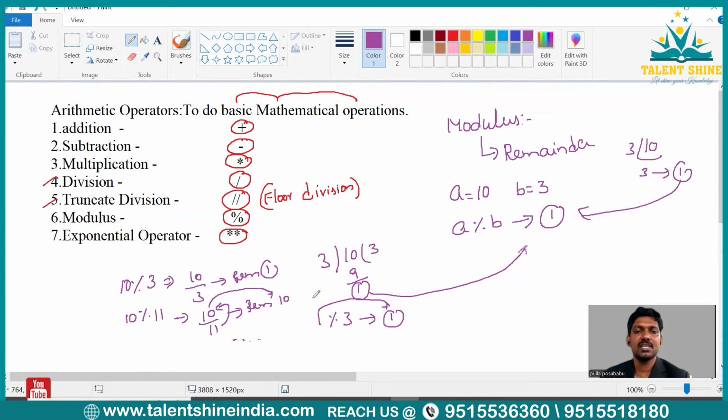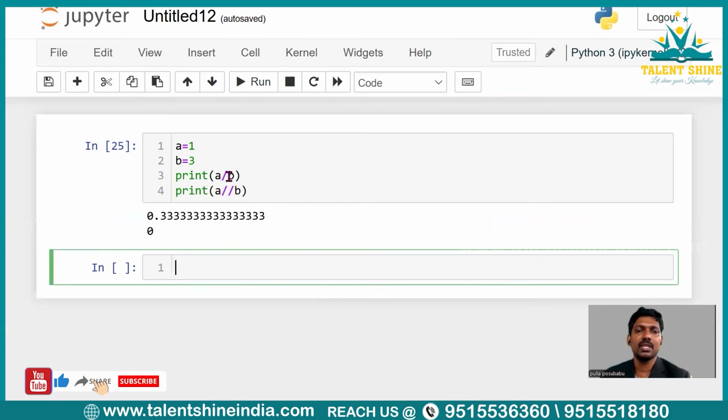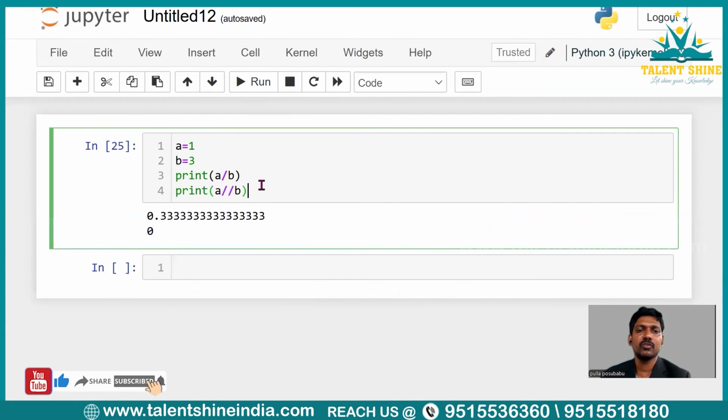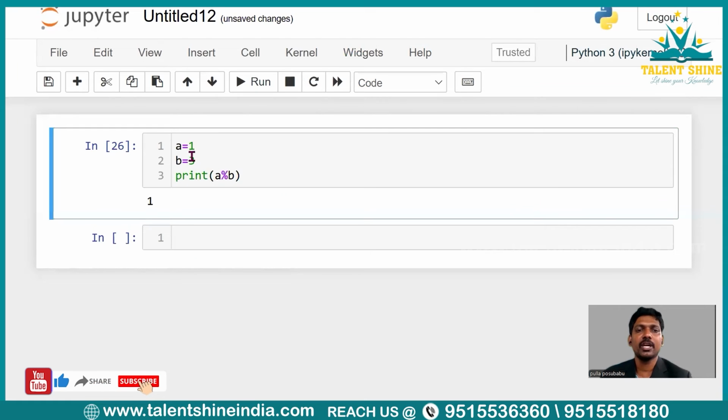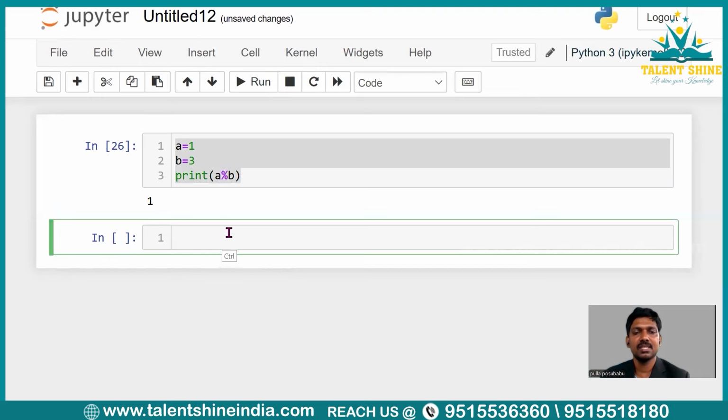Now let us execute it in my IDE. Let me open it here, and then I'm going to perform the mod operator. Instead of this division, I'm going to change it to the mod operator. Now let's perform. You could see 1 mod 3. Here 1 is less than 3, so whenever the numerator is less than the denominator, the numerator itself will be the remainder. Now let's take another example.